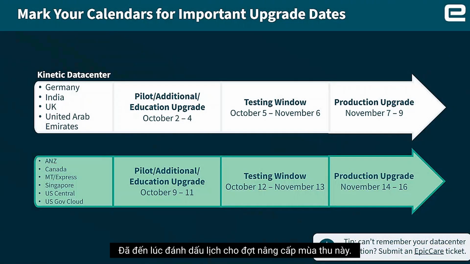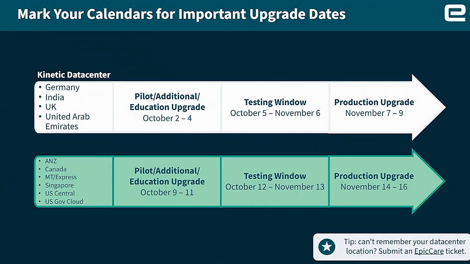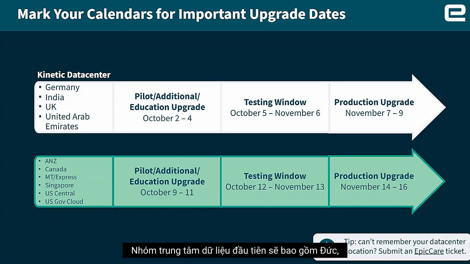So it's time to mark the calendars for our upgrade this fall. You'll see here on the left-hand side the data centers. We're listing 2 different weekends that we're doing the work. The first set of data centers will be Germany, India, UK, UAE. You see the dates there, which is October 2nd to the 4th for pilot, additionals, and education. You have your testing window, followed by the production upgrade November 7th to the 9th.